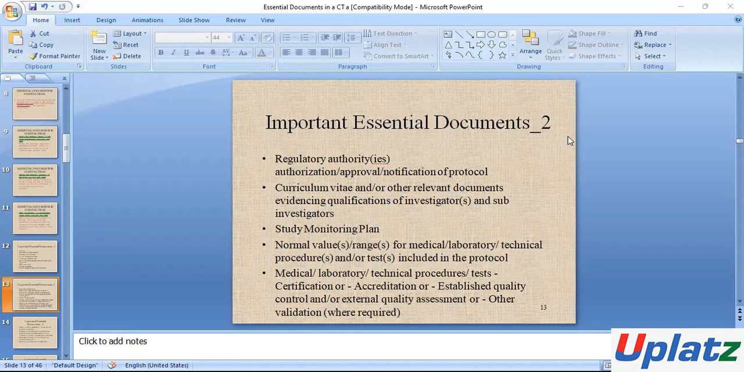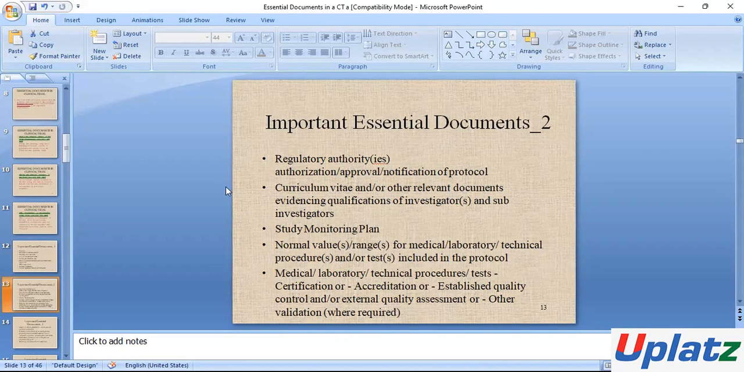Okay. Then comes the medical or laboratory technical procedures, test, certification, accreditation. So this validation is important for standardization of results. Then quality control measures and external quality assessment are also used to ensure the accuracy and reproducibility of the result.